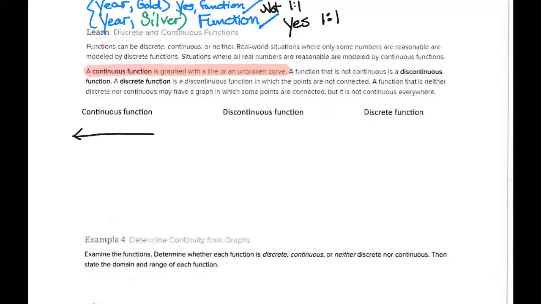Could look like this. It's just a line. Or it could look like this. It's continuous. It continues and goes on. There's no break in it.